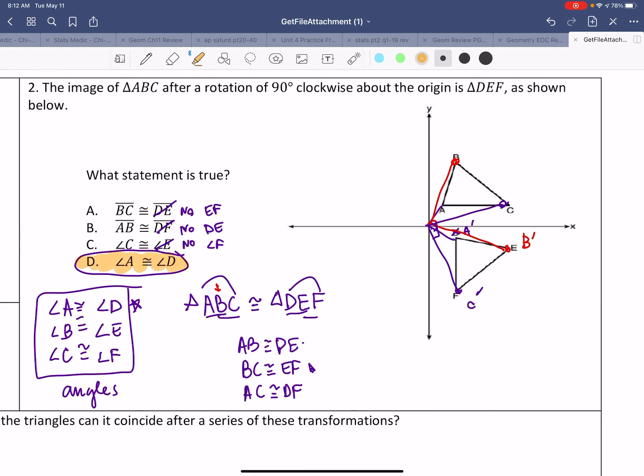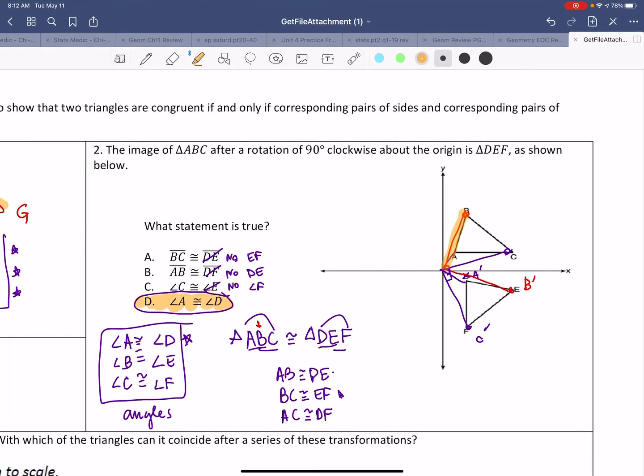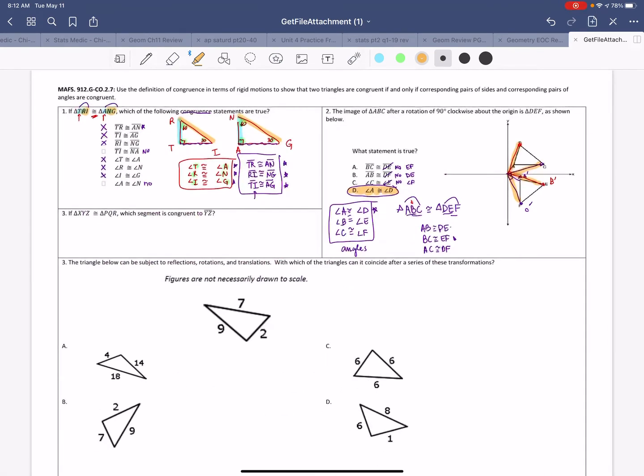Now, why is the picture distorted? They don't want you to be able to use your eyes. They want you to be able to use these learning goals, these concepts of a 90-degree rotation, okay? So that's why the picture was slightly distorted.